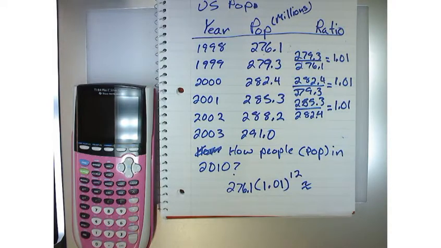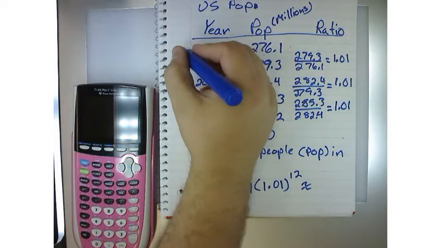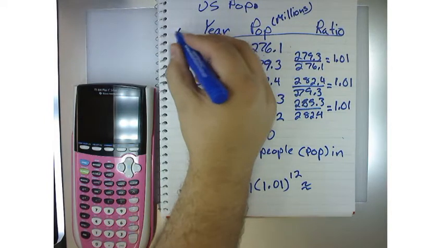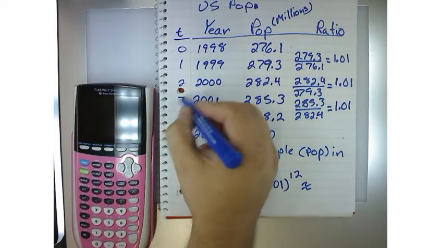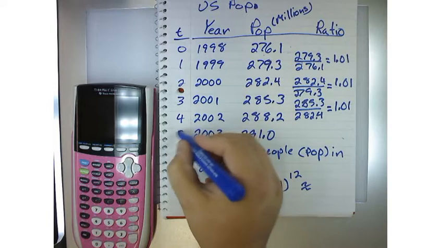Okay? Well, you could think of it this way. If this was t for time, this would be 0, this would be 1, 2, 3, 4, 5, and if you keep going.